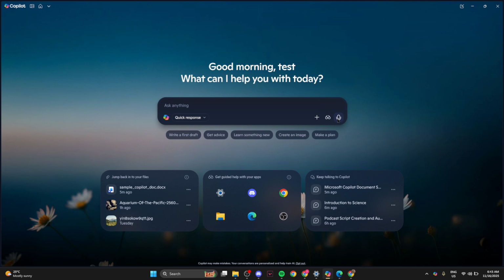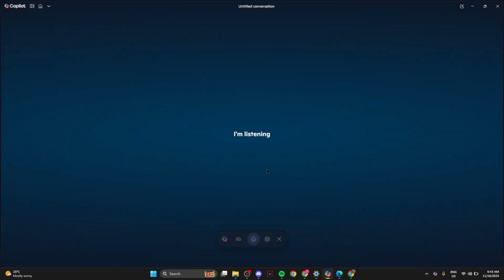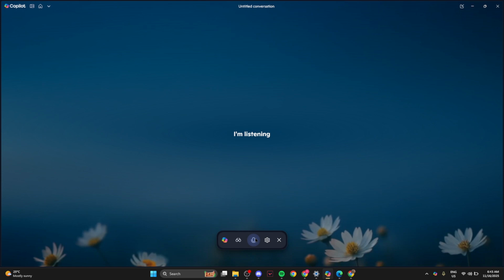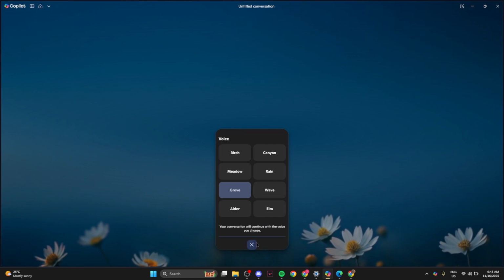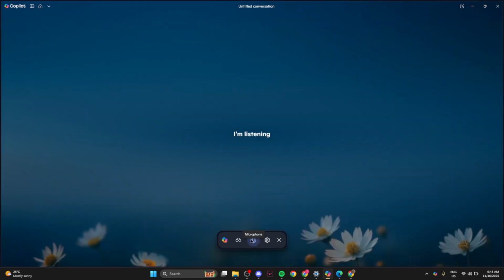Once the microphone is turned on, you can start speaking naturally. This is your chance to interact with Copilot using your conversational tone. Don't worry about being overly formal or using specific commands. Just speak as you would in a regular conversation. Copilot is designed to understand and process natural language. However, keeping things clear is essential, which brings us to the next point.